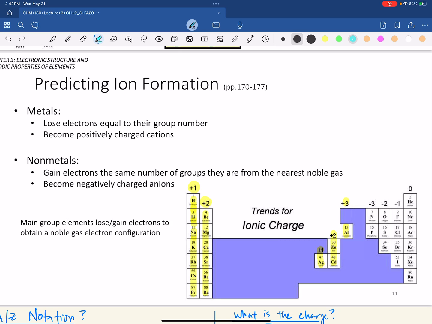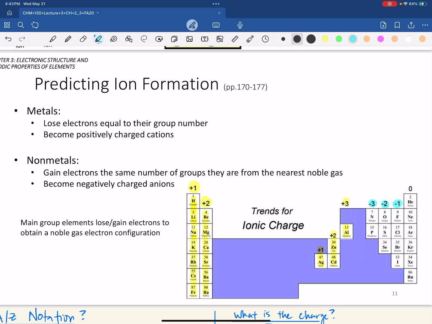The nonmetals like to gain electrons. As a result of gaining electrons, which are negatively charged, they will have the same number of groups as they are from the nearest noble gas. So for example, N and P will be 3 minus, right? Because it's 3 away from the noble gas. Oxygen, sulfur, and selenium will be 2 minus, and fluorine will be 1 minus. Noble gases usually don't make any ionic compounds, so we put a 0 there.